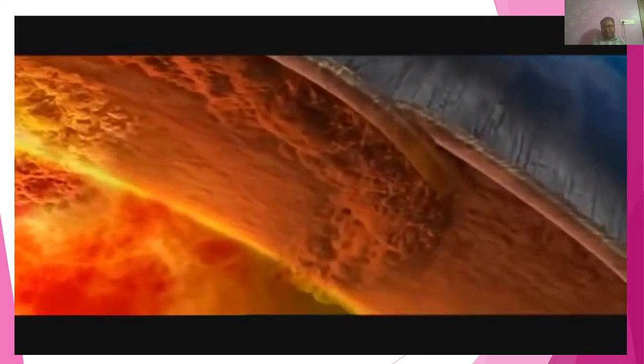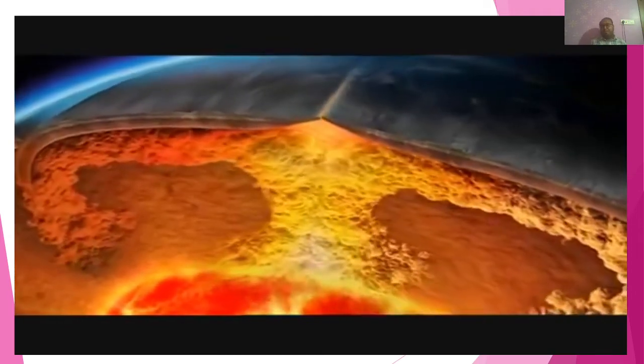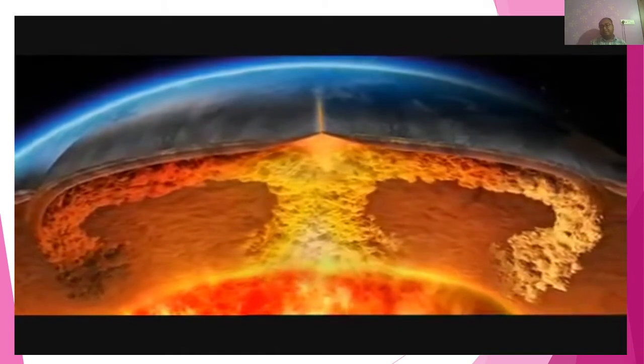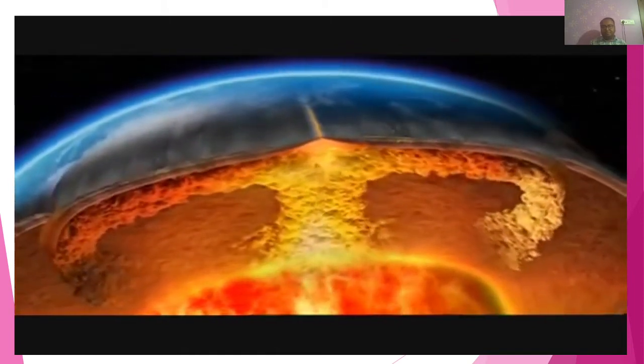That I used to say is convection. And here you can see different rock forming ages.